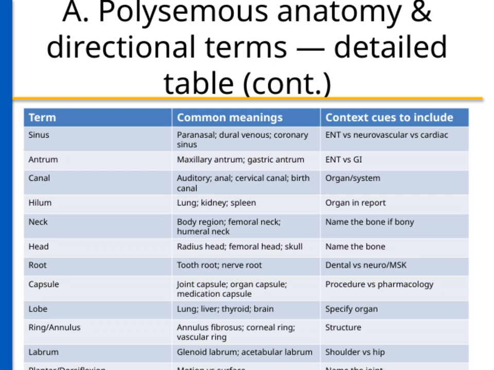The labrum appears in the shoulder, such as the glenoid labrum, or in the hip, like the acetabular labrum. Clarifying the joint helps avoid confusion. Finally, plantar and dorsiflexion refer to motion or surface orientation at a joint. For example, plantar flexion involves pointing the toes downward, while dorsiflexion raises the foot upward. Always specify the joint involved to keep the discussion precise. In summary, these terms are polysemous, meaning they have multiple meanings, and understanding the context, the organ, the system, or the structure involved is vital for accurate communication.